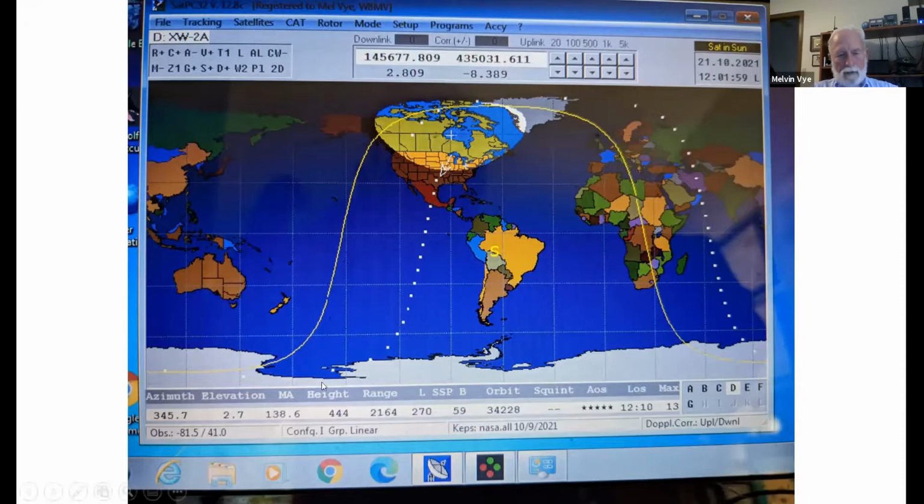The height. So this shows how high the satellite is, 444 kilometers. Satellites that we use now are all in low Earth orbit, and low Earth orbit is somewhere 400 to 600 kilometers. The space station is about 400 kilometers. So this is almost as low as the space station.